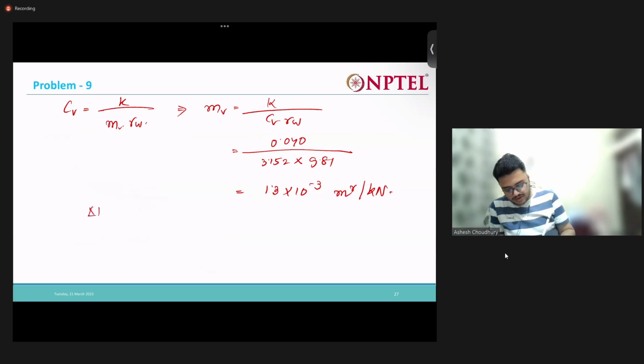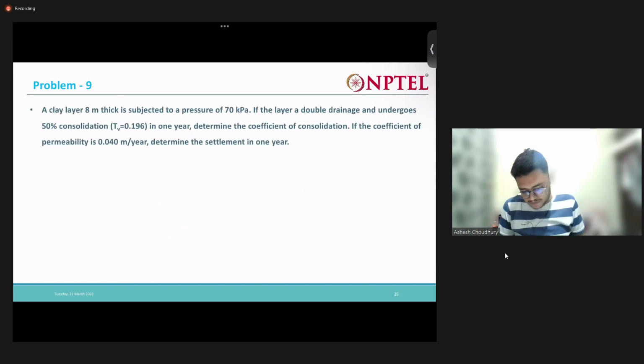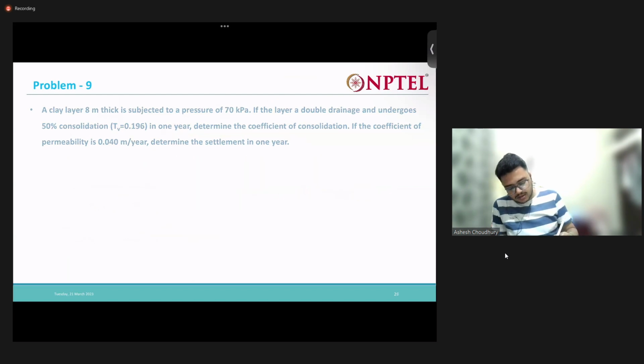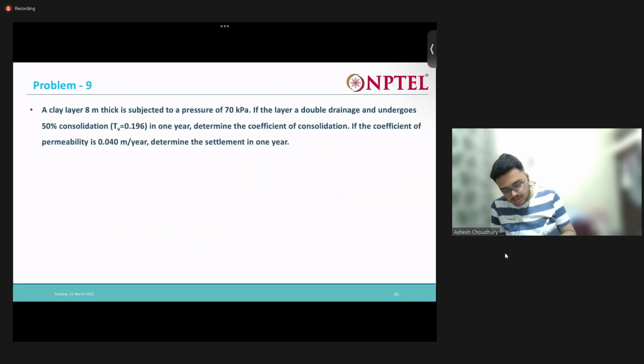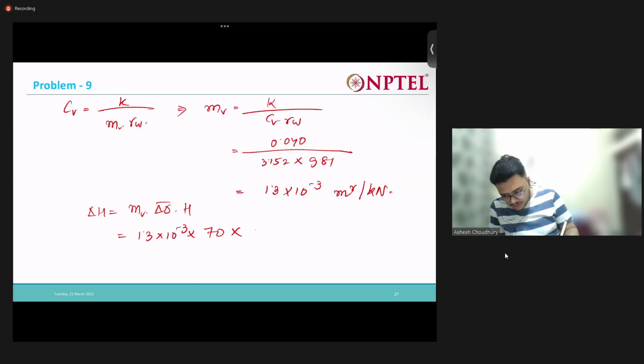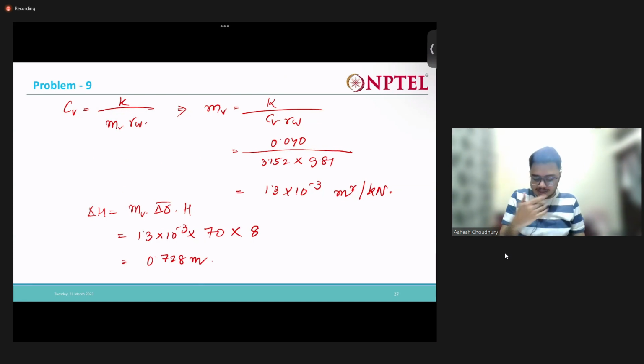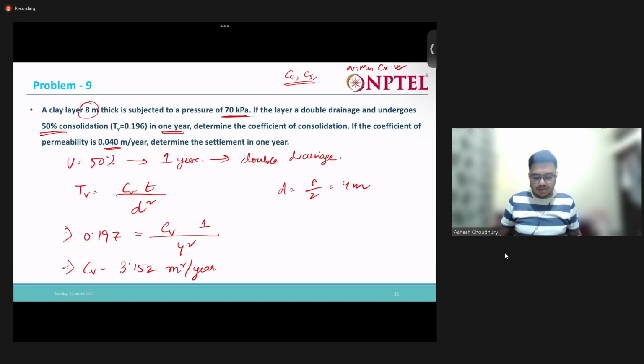If we have the mv, we can find out the settlement. mv into delta sigma into H, if we do, we can find out the settlement. So 1.3 into 10 to the power minus 3. What is the pressure? 70 kPa. 70 into what is H? 8 meters. 8 into 70 gives 0.728. So this much is the total consolidation settlement that my soil will undergo.